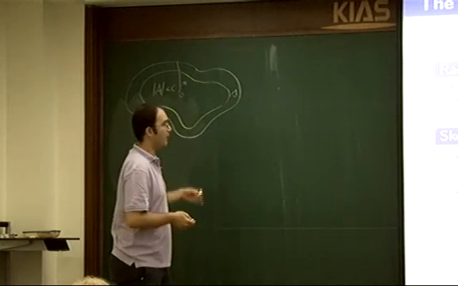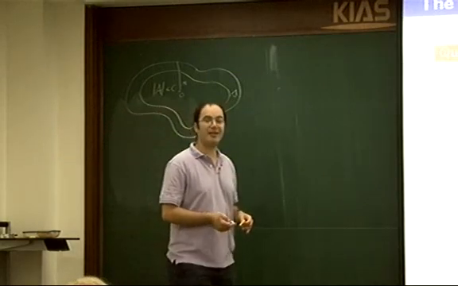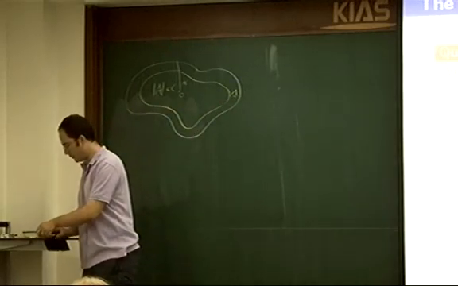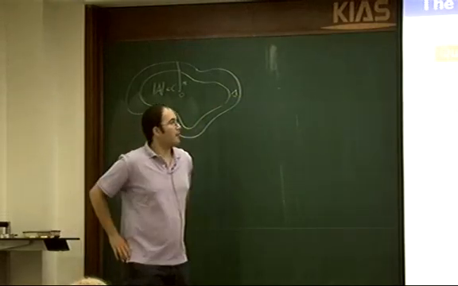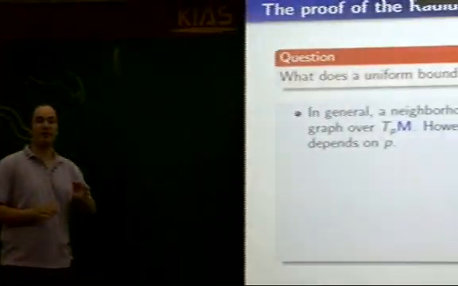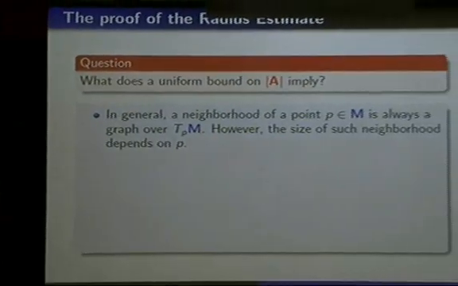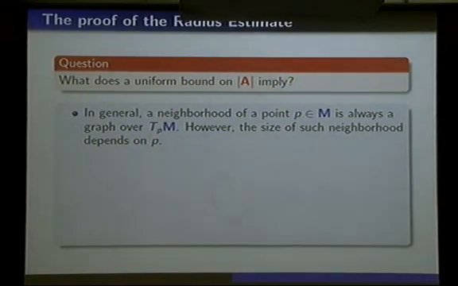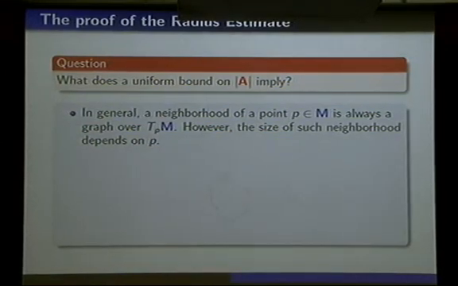Okay. Now, what does it mean? So the question is, what does it mean to have uniformly bounded second fundamental form? So again, in general, if you have a point on a surface, we all know that there is a neighborhood around that point which is graphical over the tangent space at that point. Okay? That is always true. However, this neighborhood depends on the point in general.